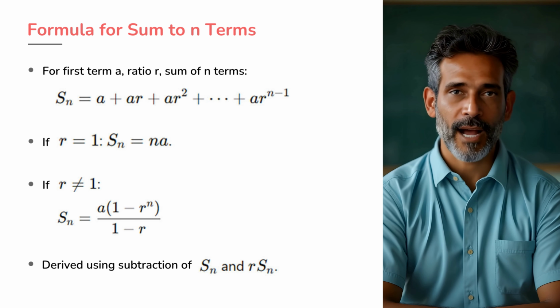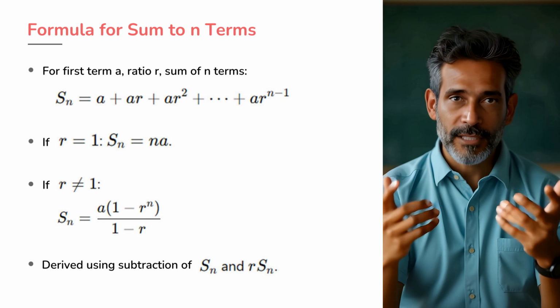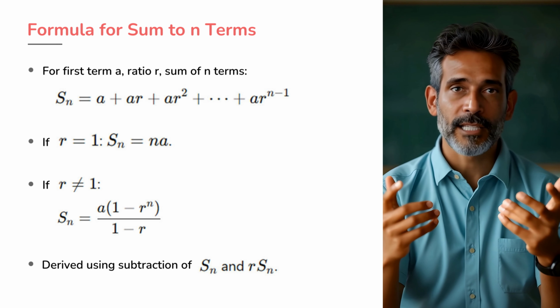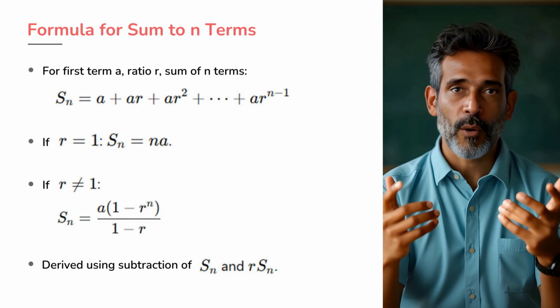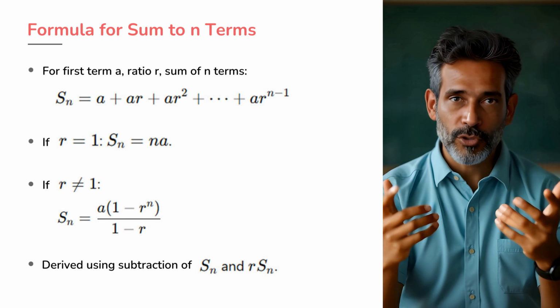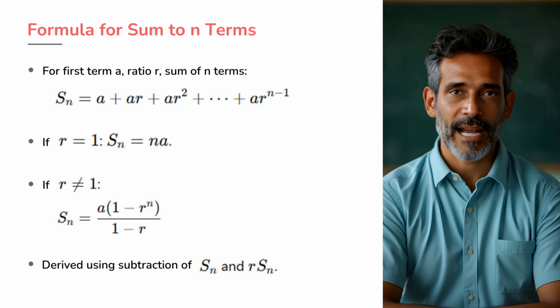Okay, time to tackle the big question. How do we add terms of a GP? The sum of the first n terms is written as S sub n equals a plus ar plus ar squared plus ... plus ar to the power n minus 1. If r equals 1, the terms are all equal to a, so S sub n equals n times a.